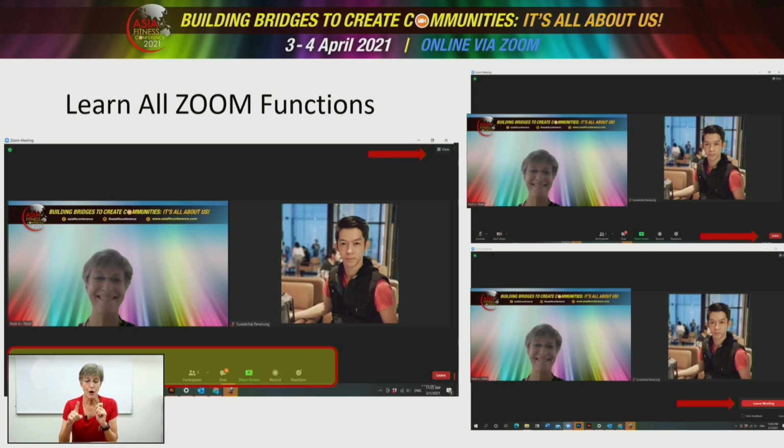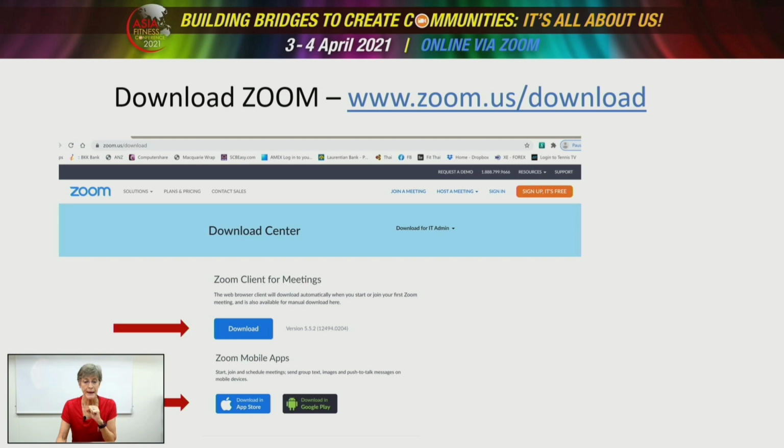You need to also get familiar with the view. Do you want to have a gallery view? Do you want to have a presenter view? That's up to you, and you click on the upper right-hand side of the screen for that. Then, in order to move from one session to the next, you need to click on the leave button down at the bottom right-hand corner of the screen. So just become familiar with that, play with it, so that you're very comfortable and you know when you're going to be in the event for 2 days that you know what you're doing, okay?